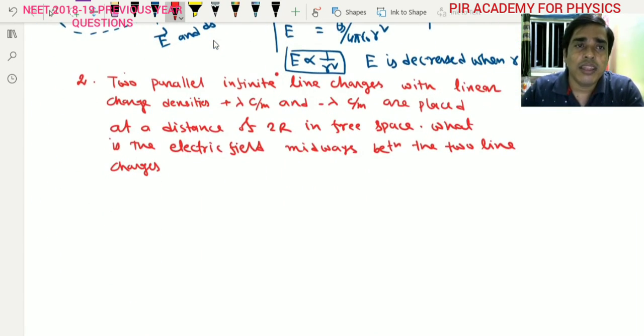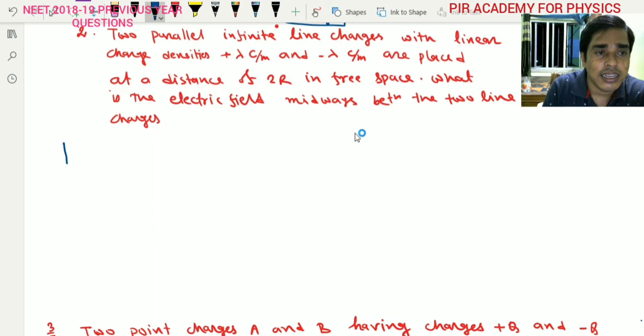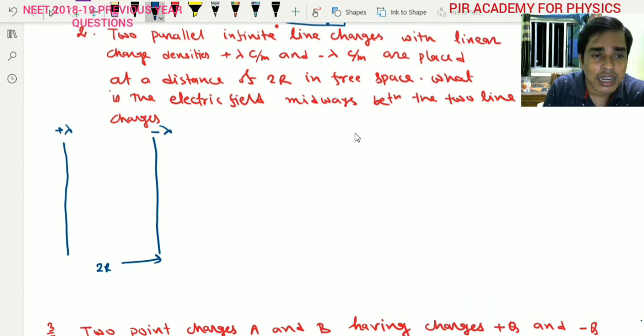Now problem number 2. Here you see two parallel infinite line charges. Suppose this is an infinite line charge and there is another infinite line charge. The charge density of this line charge is plus lambda, and here it is minus lambda. The distance between these two charges is 2r. This is the plus charge, and this is the minus charge.